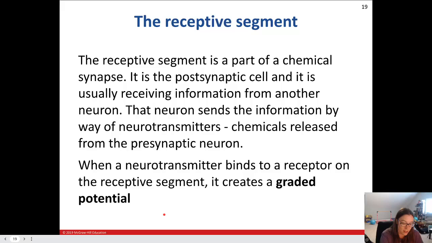All right, so the receptive segment is part of a chemical synapse, right? So it's the postsynaptic cell, and it's usually receiving information from another neuron. That neuron sends the information by way of neurotransmitters, chemicals released from the presynaptic neuron. And so when a neurotransmitter binds to a receptor on the receptive segment, it creates what we call a graded potential. And as I said, we're going to talk about what a graded potential is as we go.